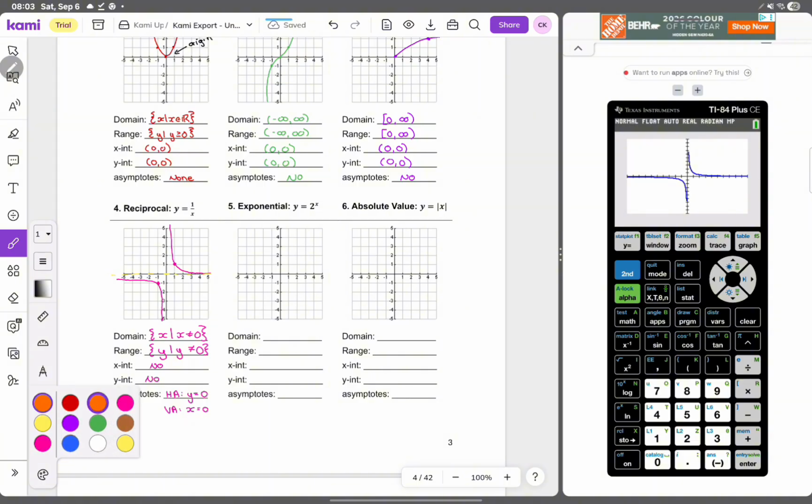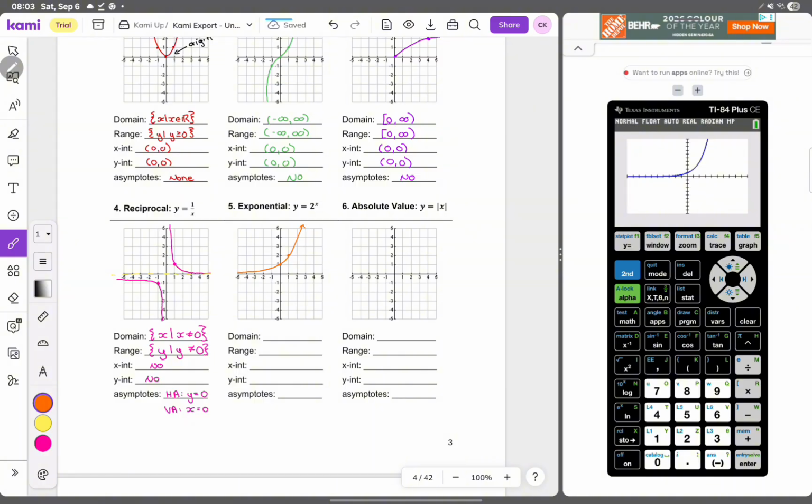Alright. Two more parent functions. Exponential. 2 to the power of x. So it's exponential because now our variable is up in the exponent. And you can see this is a growth one, meaning our graph is heading in the upwards direction. At 0, y is 1, and at 1, y is 2. So we get not touching the x-axis. We are floating above it.